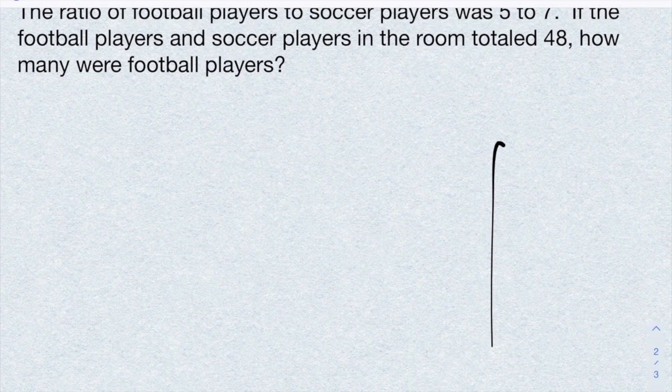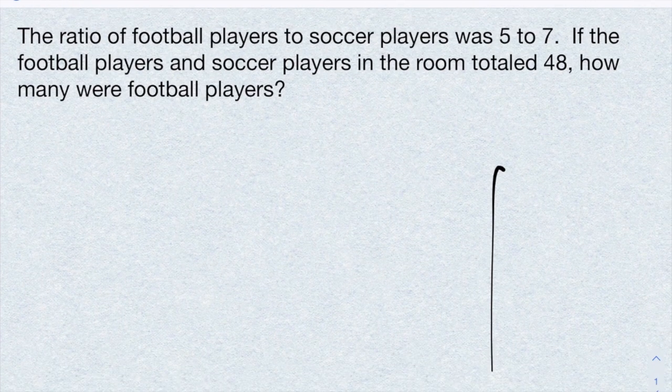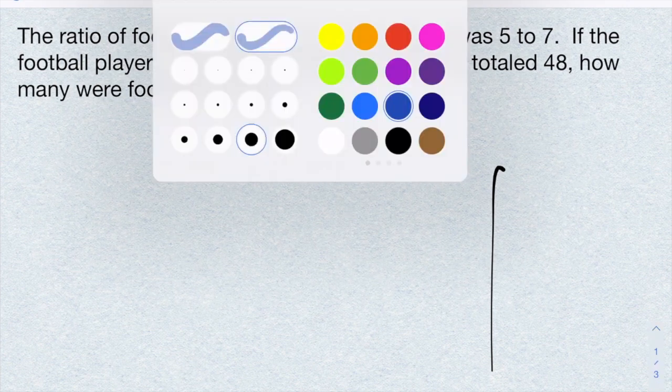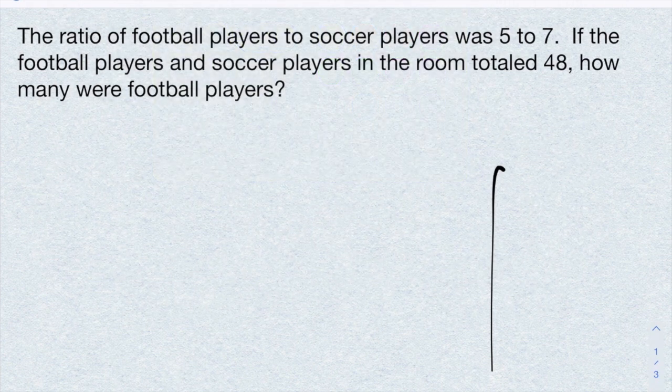All right, whatever. It says the ratio of football players to soccer players was 5 to 7. If the football players and soccer players in the room totaled 48, how many were football players? So let's highlight our pertinent information here. Okay, so I know the ratio is 5 to 7. I'm going football to soccer. And the total is 48. So the question is, how many were football players?